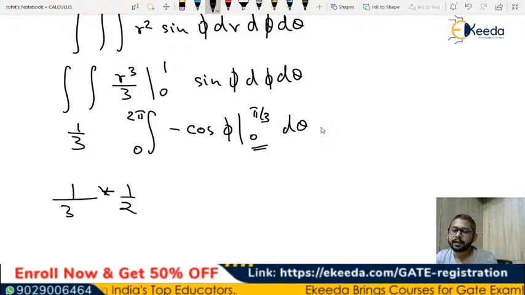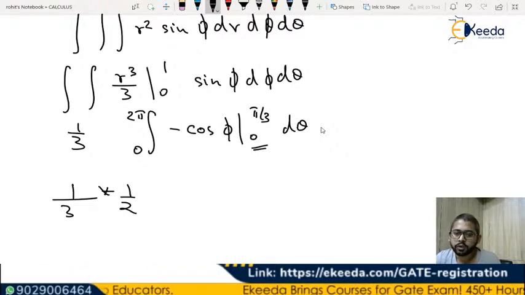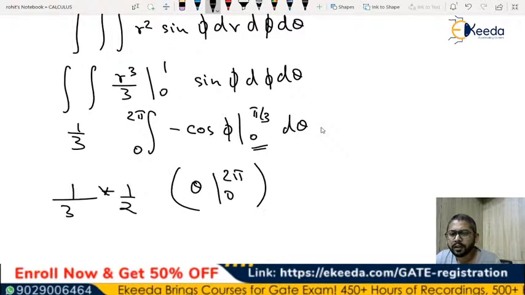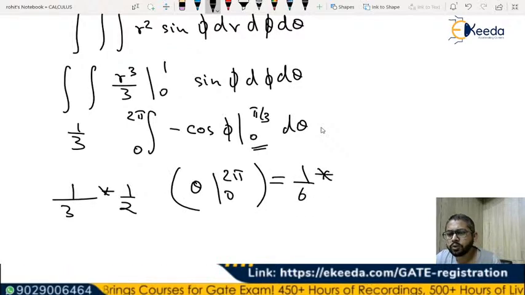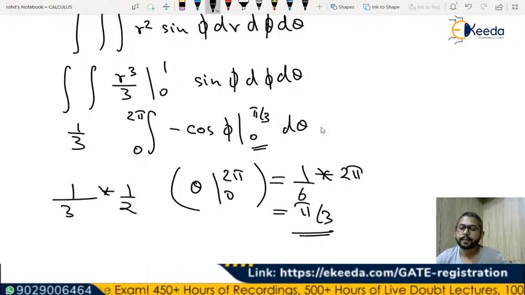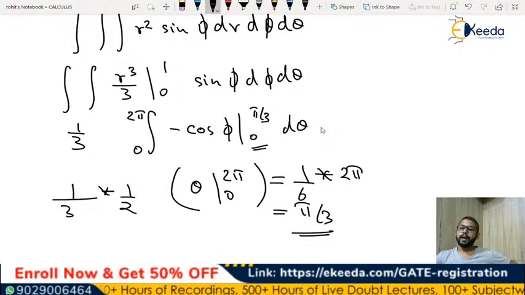And then d theta. You don't have any terms of d theta, so theta for the limits of 0 to 2 pi. So this is 1 by 6 into 2 pi, which is pi by 3. That's it. This is the answer. Fine, pi by 3 is the answer.